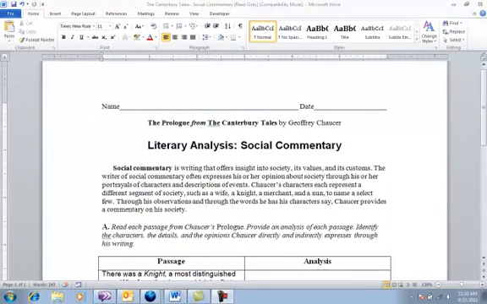Before beginning this lesson, please make sure that you have opened your worksheet that is listed with the assignment. It should be the Literary Analysis Social Commentary worksheet. So go ahead and make sure that's open. We're going to be working on this together.